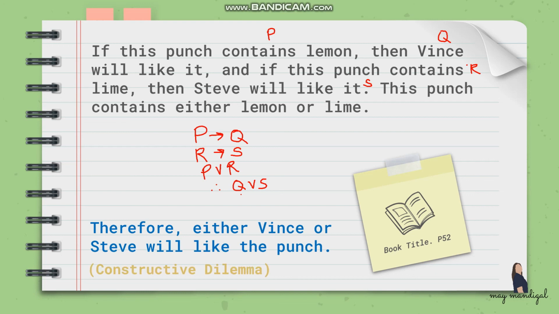And what we applied here is what we call the constructive dilemma. Okay, so we list down again the propositions, we write them into their propositional forms, we observe the relationship of the premises with one another, and we're able to write the conclusion, which is this one.